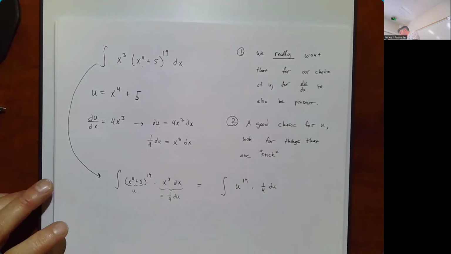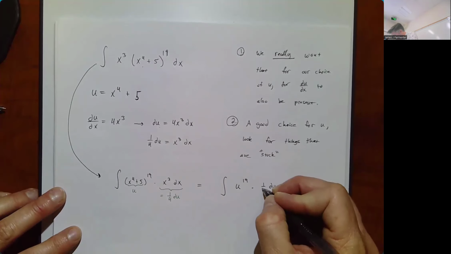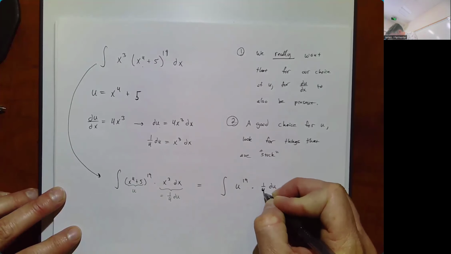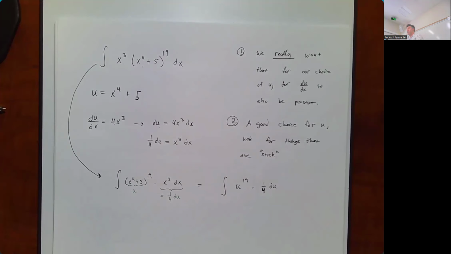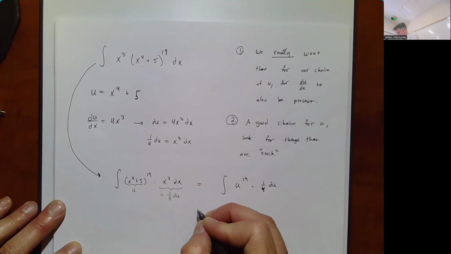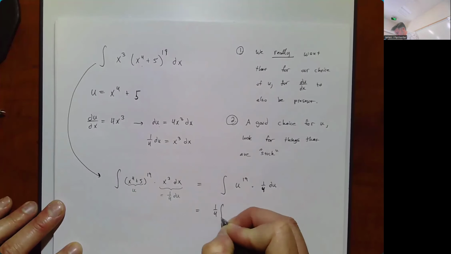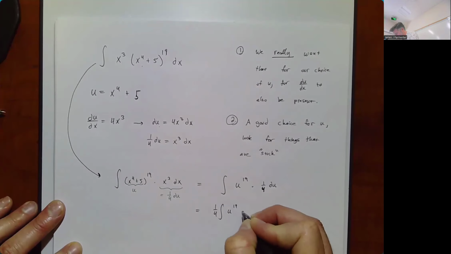Sorry, I try not to use 4s and u's at the same time because they start to kind of look like each other. Almost every time, if you have a constant times du, we automatically just put that in front of the integral. I wouldn't even write this step. I would have written it as 1/4 times the integral of u to the 19th times du.